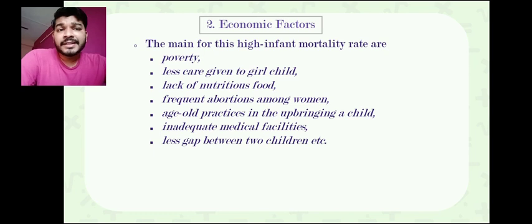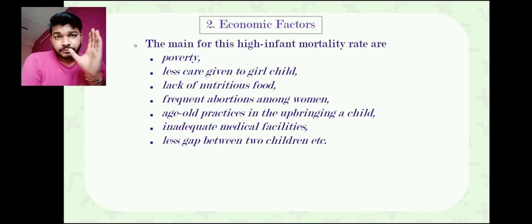Then there is less gap between two children. Constant, frequent procreation, one baby after another each year, becomes a problem and a weakness for the woman. So there should always be a gap. Nowadays advertisements also say there should be a gap of at least 3 to 5 years between two children for a couple.